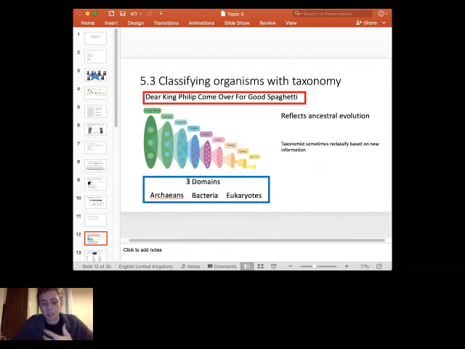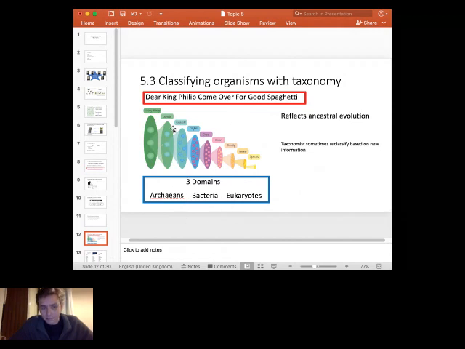And the IB specifically wants you to know about three specific types of domains that you can be in. You can either be an archaean, or bacteria, or eukaryote. So all organisms on the planet are going to be classified as one of these three different domains. Okay, and you have to be able to replicate those.